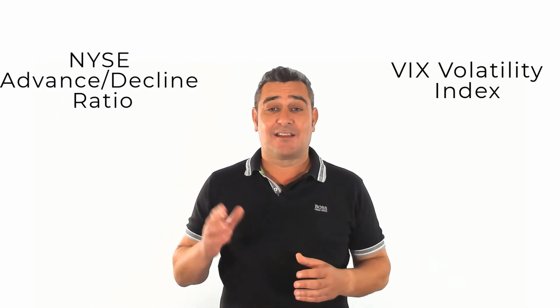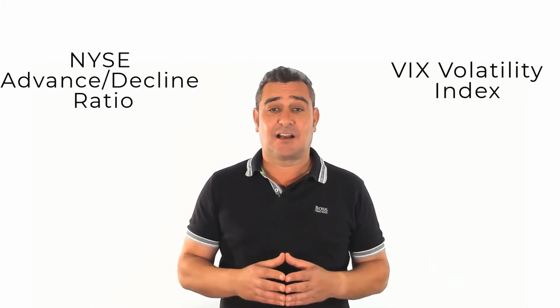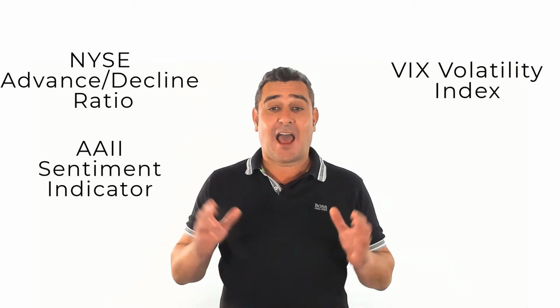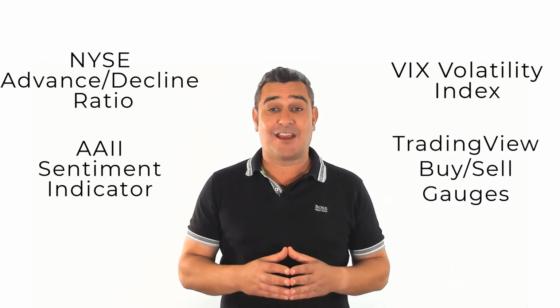I will guide you through using the Liberated Stock Trader Fear and Greed Index, which includes the VIX Volatility Index, the NYSE AD Advanced Decline Ratio, the AAII Sentiment Indicator, and TradingView's buy and sell gauges.